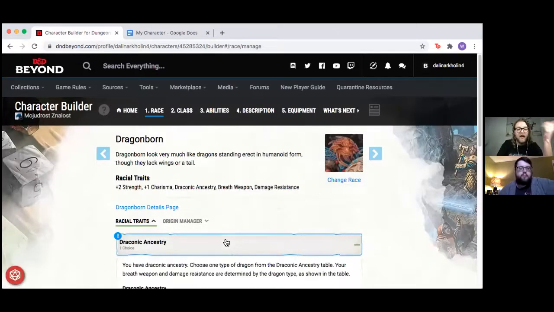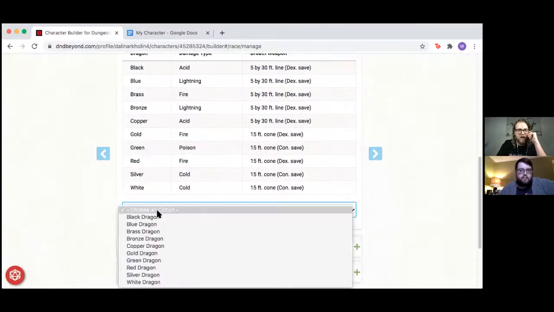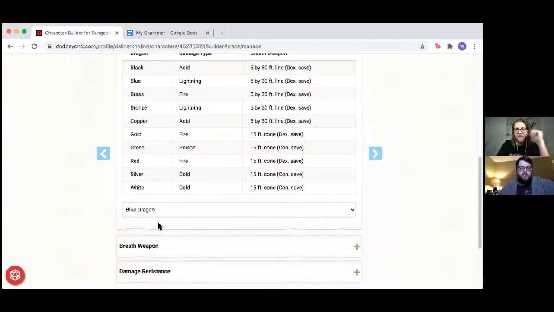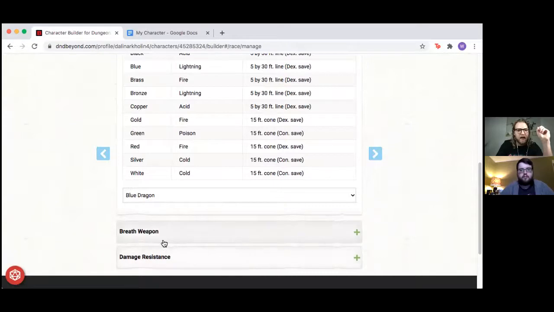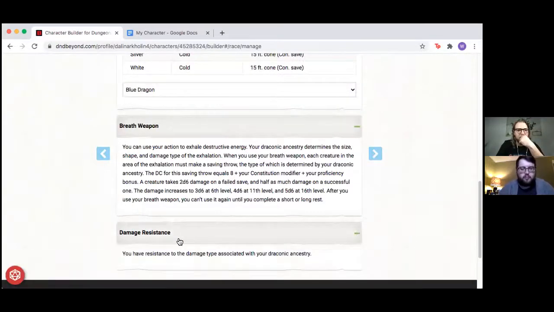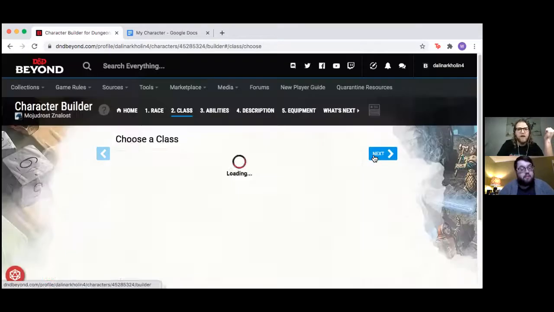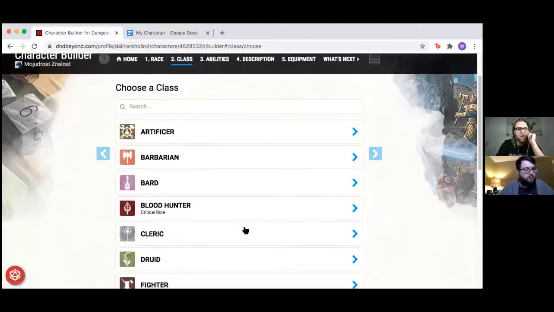Boom. All right, now I'm going to pick what kind of dragon I want to be, or what my draconic ancestry is. I'm going to choose blue dragon. If you remember the picture from earlier, my character is of the blue dragon ancestry. Therefore, my breath weapon is going to be lightning. And then I have resistance to lightning. Perfect. Very cool.